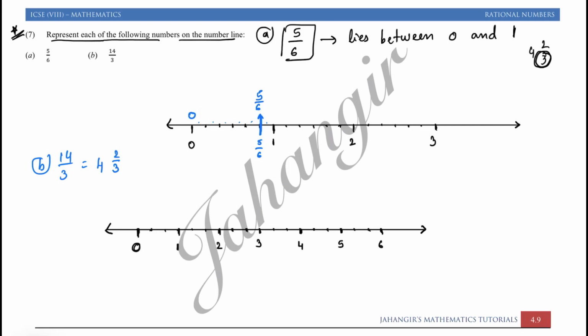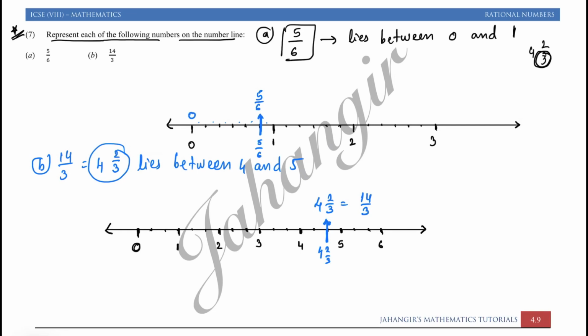So I need 4 2 by 3. So 4 2 by 3 will be this part. See, this part which I am marking, it's 4 2 by 3, which means it should lie between 4 and 5. So this is my representation. 4 2 by 3, that is 14 by 3. Just represent properly and show our markings.